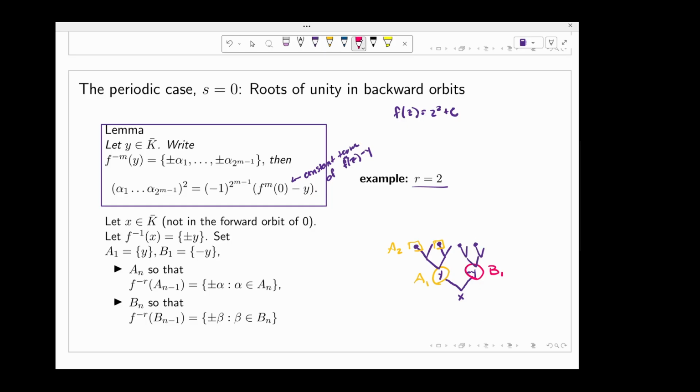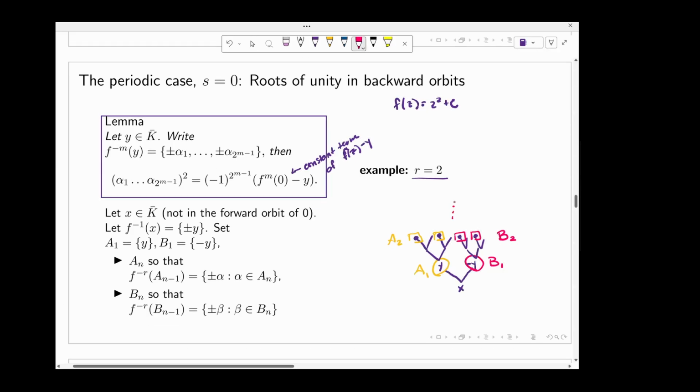I'm picking these a little bit strategically here because I want to be able to say that I can always pick them in the way that I've just done. Okay, so I would keep going now. I would take these 2 A2s and look 2 levels back from those, and take half of the preimages there and half of the preimages above this node, and do the same for the Bs. Okay, so what am I going to do with this?